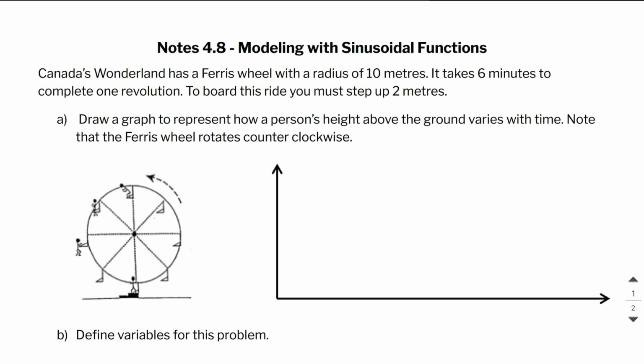It says right here that to board this ride, you must step up 2 meters. So that means that this right here is going to be 2 meters. It also tells us that the radius of the Ferris wheel is 10 meters, which means that this would be 10, or that this would be 10. Which brings us to our maximum height, which is going to be 2 plus 10 plus 10, or 22 meters.